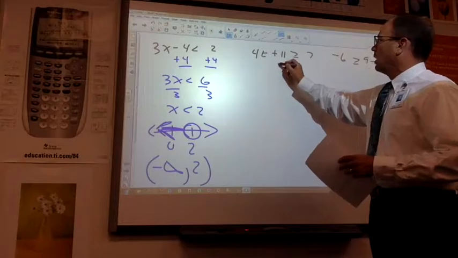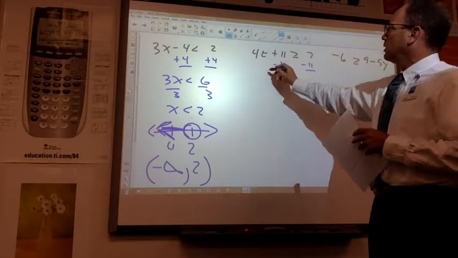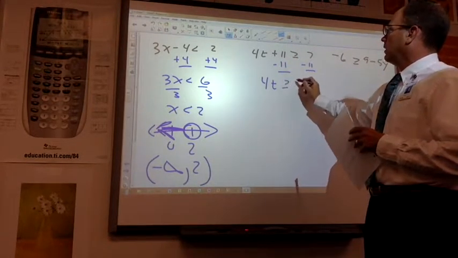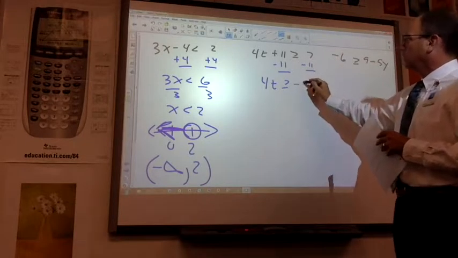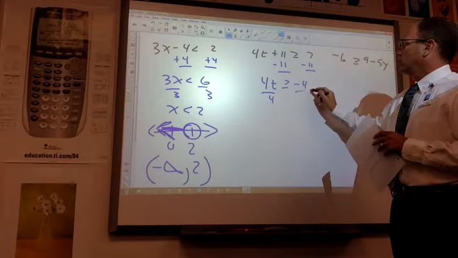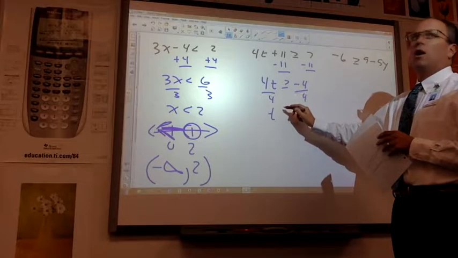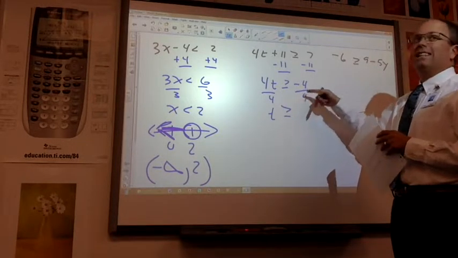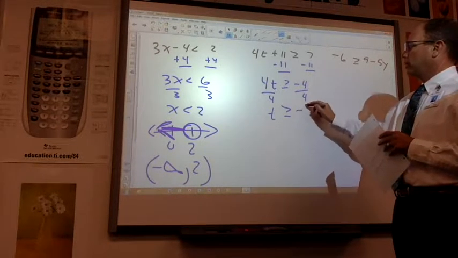All right, so again, this one, I'll subtract 11 first. That gives me 4t is greater than or equal to negative 4. Divide each side by 4. Does the sign flip over on this one? No. Why not? I didn't divide by a negative, even though the top was a negative.